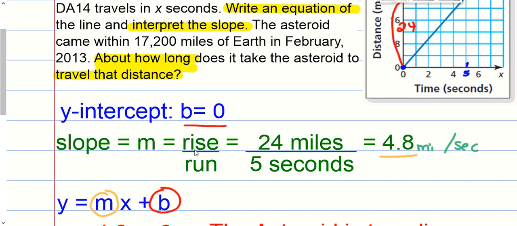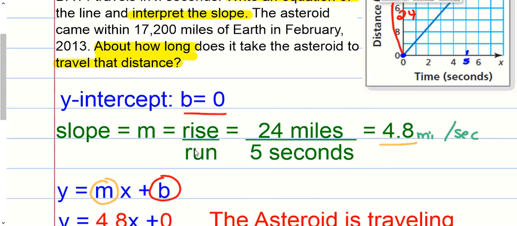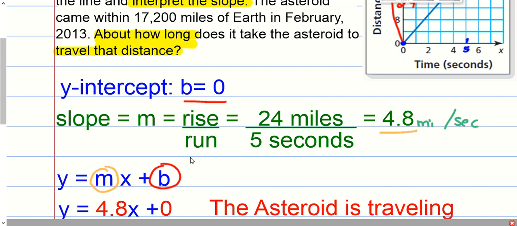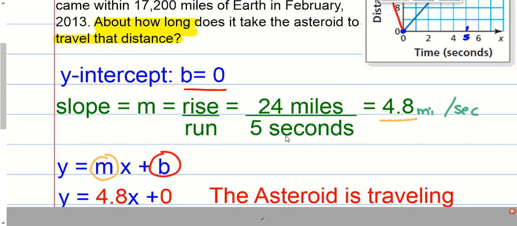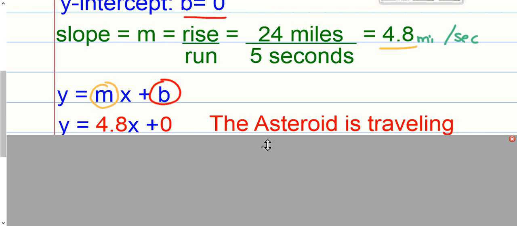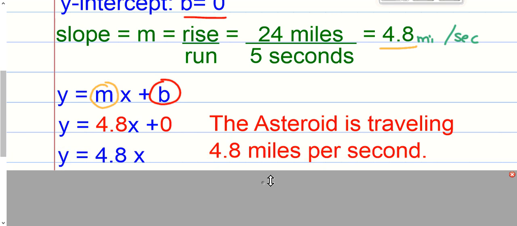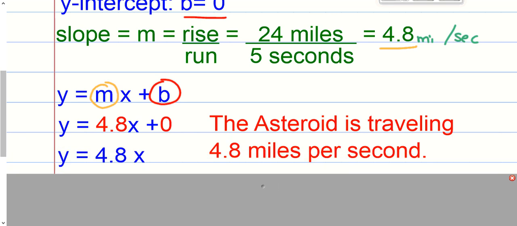Now we can simplify that, and we will in a moment, but let's go back up and look real quick. It says write an equation, which we have now done, and interpret the slope. Well, if we are interpreting the slope, 4.8 is our slope from here, and we said that was miles per second because of our units there. So we can say that the asteroid is traveling 4.8 miles per second. So here's part of our answer of writing the equation.